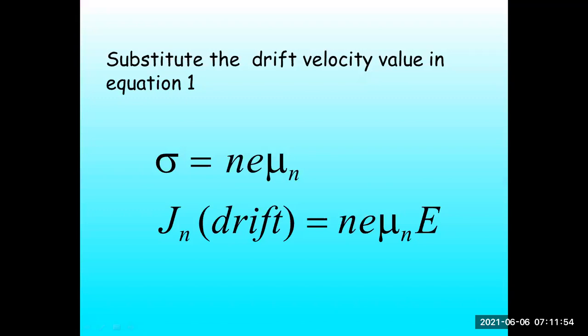Now, so we just substitute this value in our basic equation. The electrical conductivity is given by Ne into mu. So the current density of the electron is due to the drifting of the charge. If there is a movement of charge carriers, particularly the movement of electrons in the presence of an electric field, it is given the name drift. So J suffix n drift is equal to Ne mu n into E.